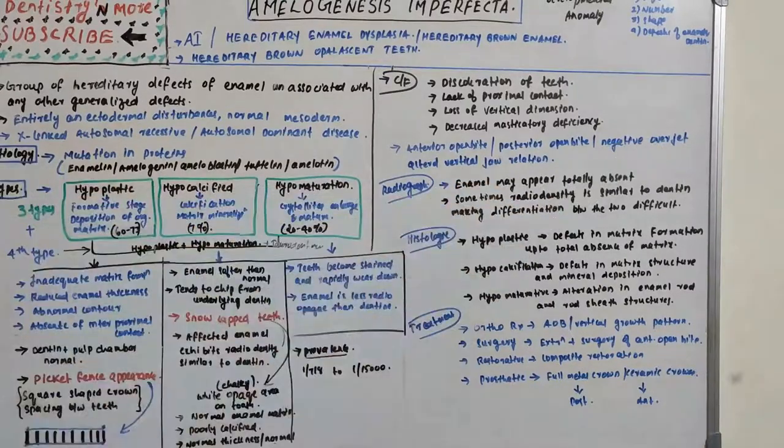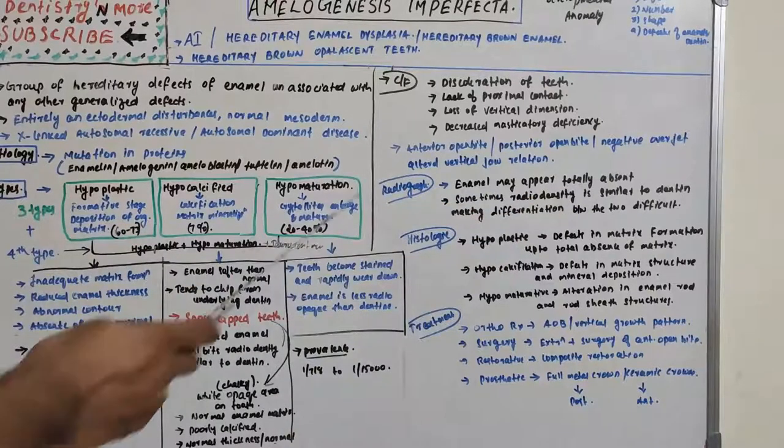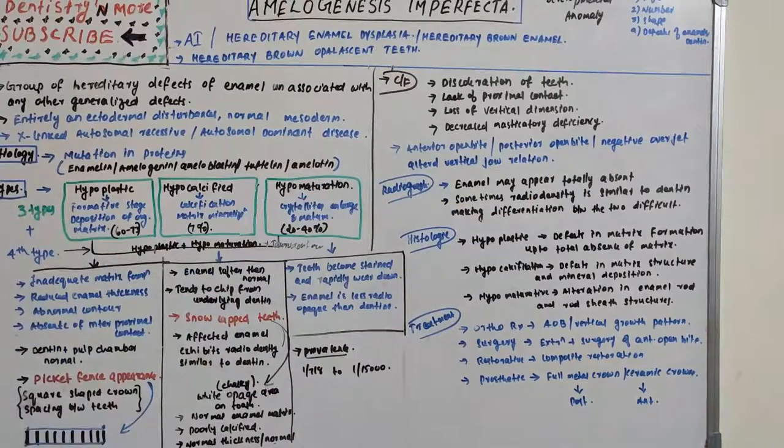And negative overjet. Usually we have positive overjet, that is the upper teeth at the front position and the lower teeth at the back position. Negative overjet is nothing but the reverse of it. That is the crossbite condition. The lower teeth will be at the front position and the upper teeth will be inside of it. So that will be negative overjet, and there will be altered vertical jaw relation. So the vertical height and the jaw relation will be changed.